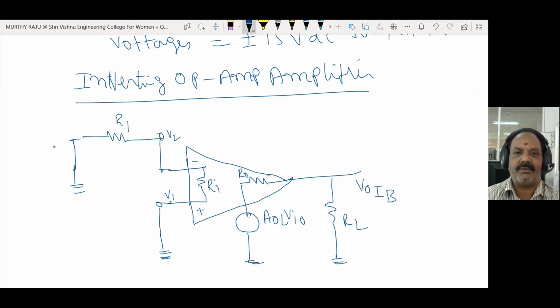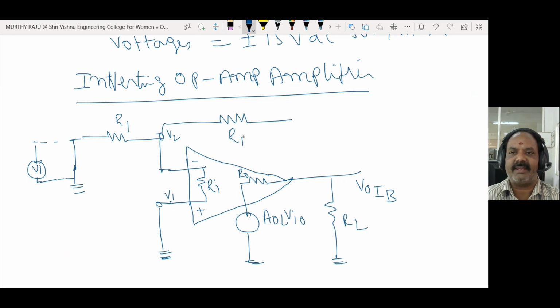This one is connected to ground. Generally, apply some VI input voltage to the inverting terminal of an op-amp through R1. One more resistance is also there, that is the feedback resistance RF.